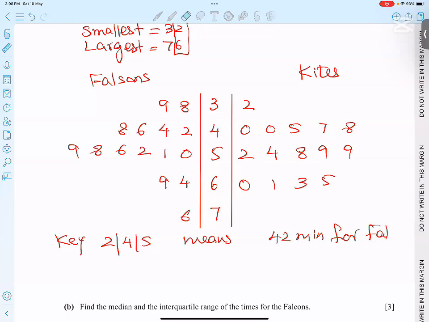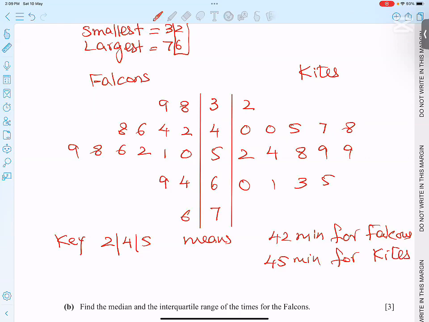It is falcon, C, not S. Okay, so falcons. And what about this thing? How to read it? Don't read 54, it is 45. So 45 minutes for kites.